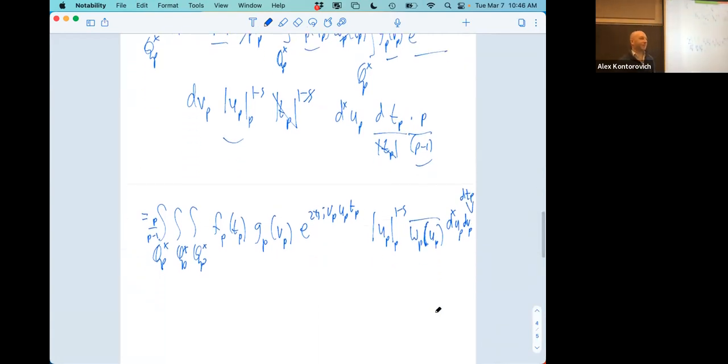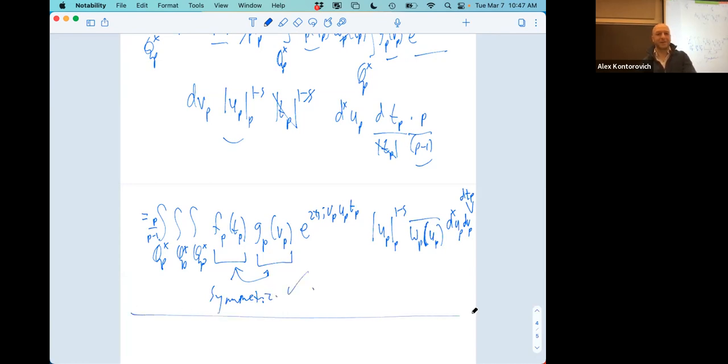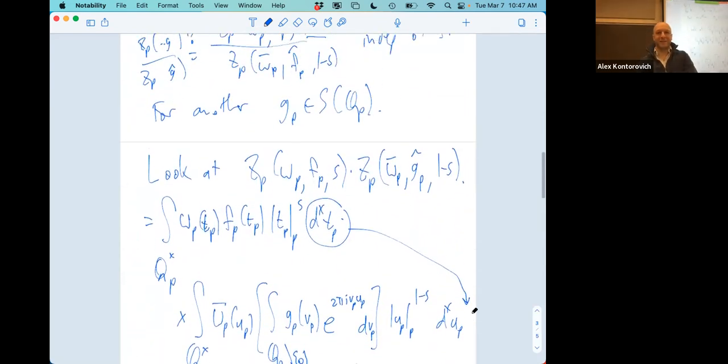And this is symmetric in f and g. If I replace f by g, it makes no change in the integral. The t and v variables are completely symmetric. Okay, so this is symmetric. That's exactly what we wanted to know. So this product is independent on replacing f by g and conversely. Show the whole thing again?